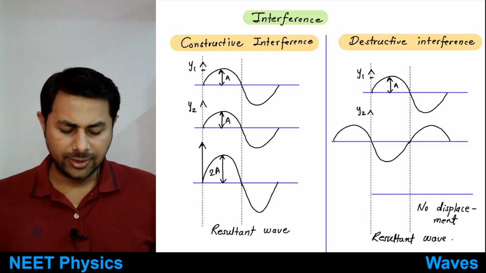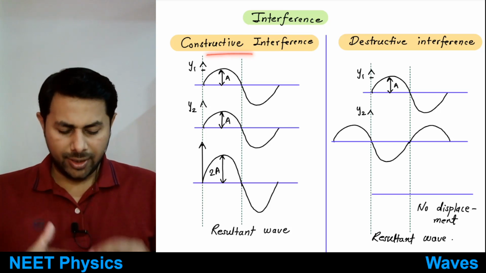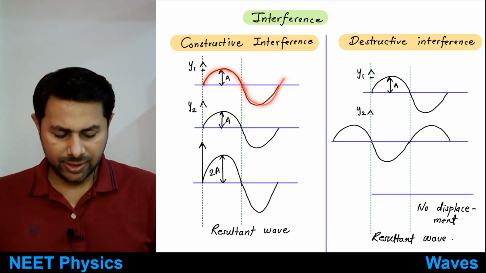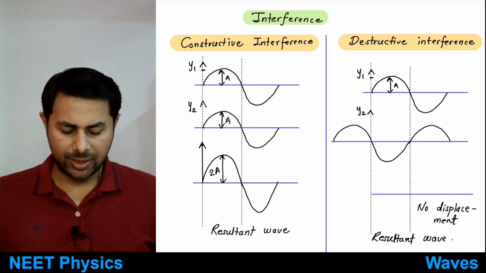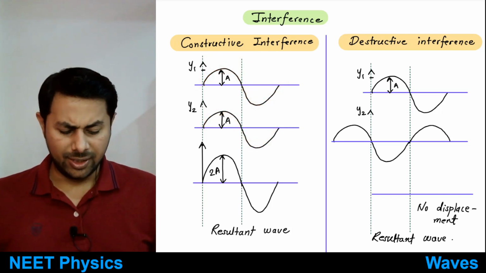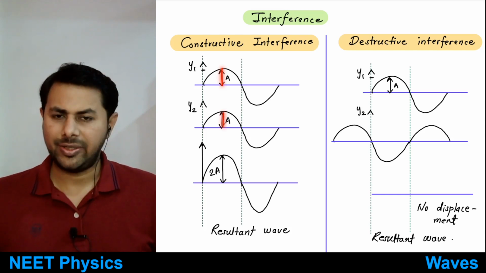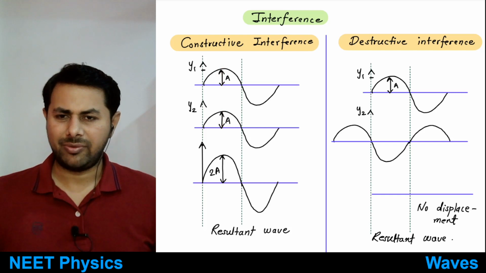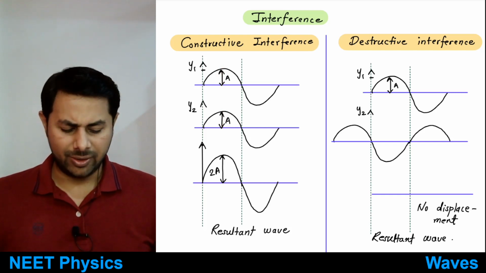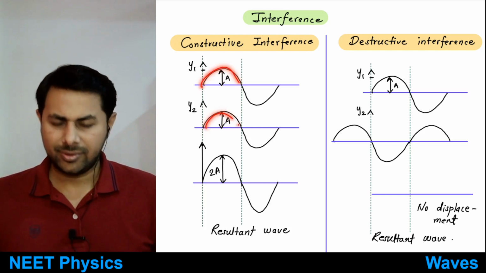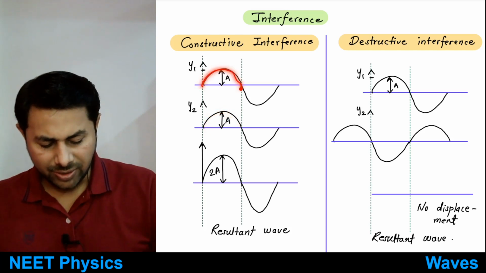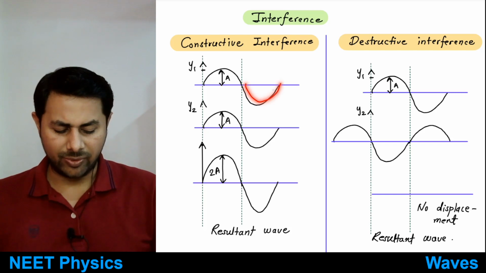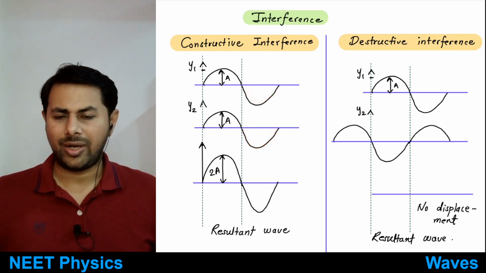So what is interference? See, now suppose this is the first wave, this is the second wave, and both waves are arriving at a point simultaneously, and suppose the amplitudes and frequencies of both waves are equal. Amplitudes and frequencies of both waves are equal. Then if you add it up, the crest of the first wave falls on the crest of the second wave, and the trough of the first wave falls on the trough of the second wave, then what would happen?